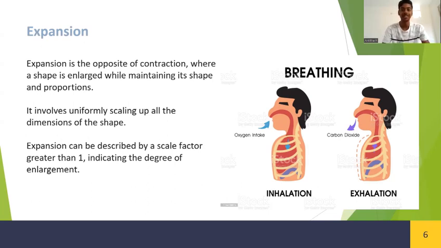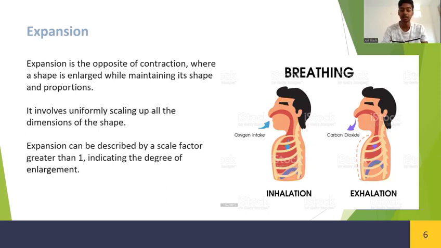It's the opposite of contraction, where a shape is enlarged while maintaining its shape and proportions. It involves uniformly scaling up all the dimensions of the shape. Expansion can be described by a scale factor greater than 1, indicating the degree of enlargement. It involves uniformly scaling up, but contraction was scaling down.